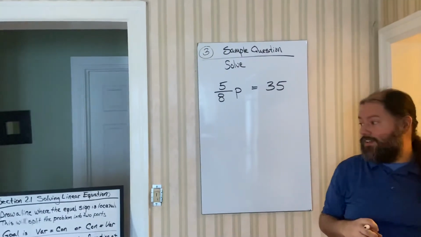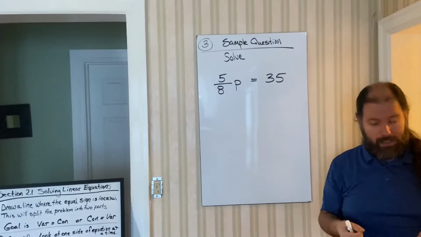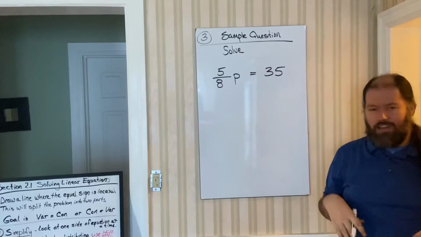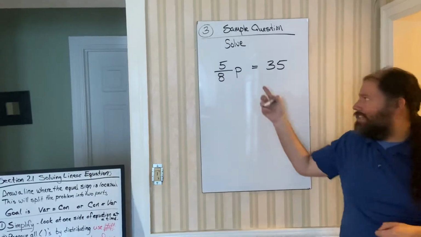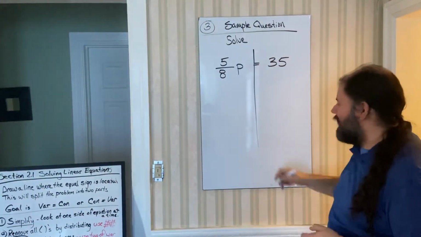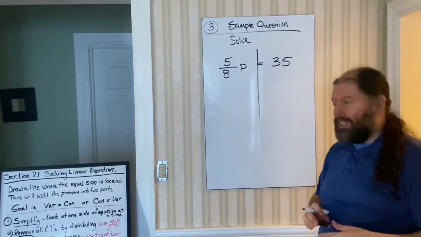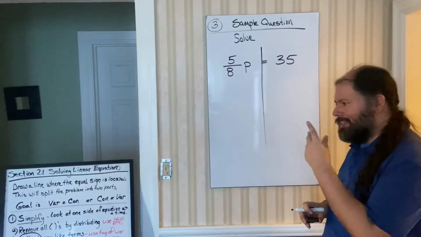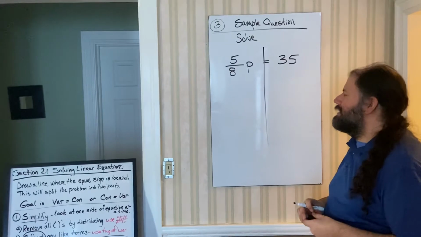So we have another sample question dealing with section 2.1. So again, it still says solve. You know, when it says solve, anytime I have the equal sign, I've got a left-hand side and a right-hand side. Once I do that, I'm going to say, step one, is there anything I can do to simplify?